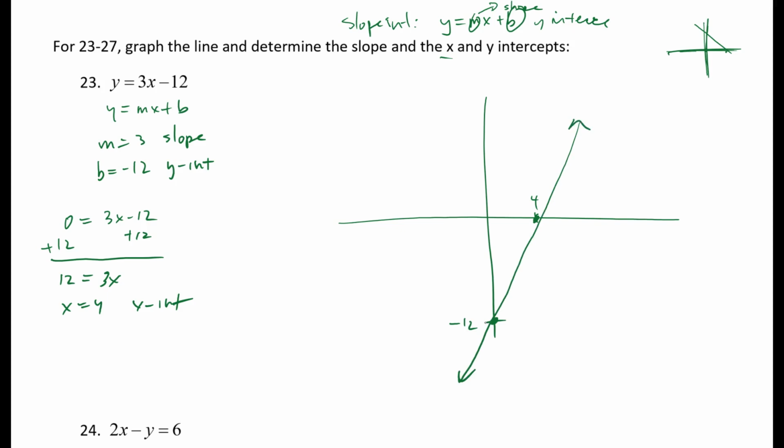We could just sketch the line that way. Or if you didn't have the x-intercept, we could start at negative 12, and then since the slope is 3, we could go up 3, over 1. Remember, slope is rise over run. So slope of 3 is 3 rises for 1 run. So we could go 1, 2, 3 up, 1 over, and repeat, and that would be another way to get points on the line. But essentially the idea is to get that y-intercept and the slope of 3.